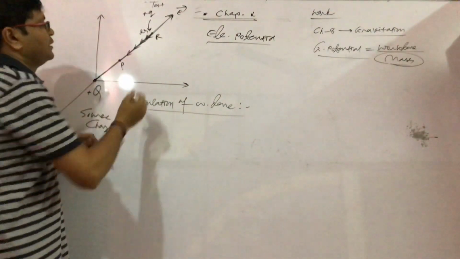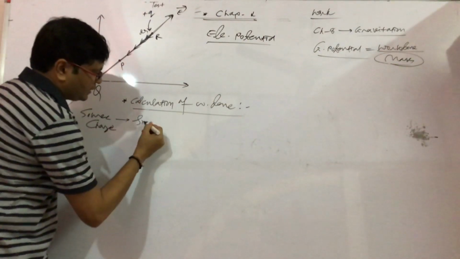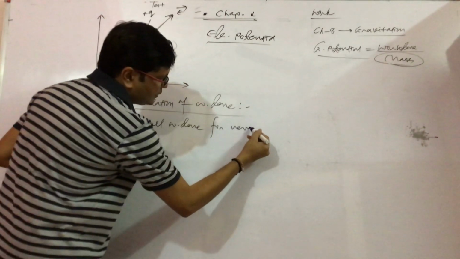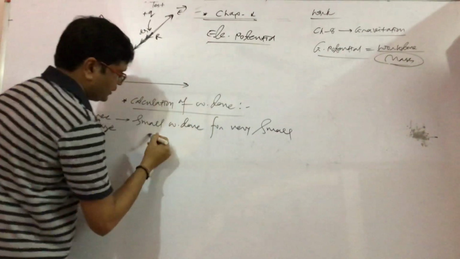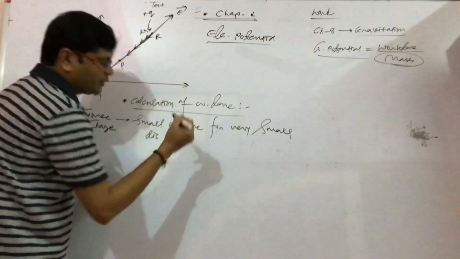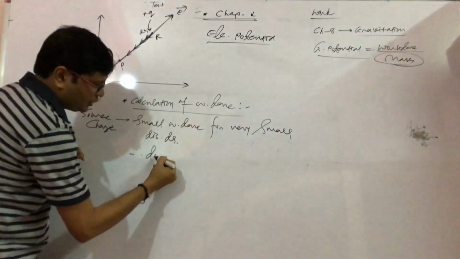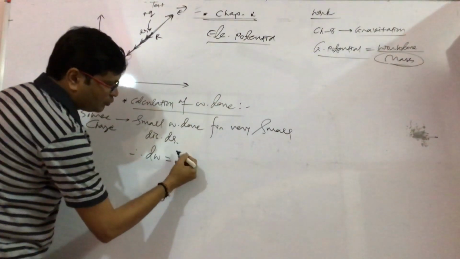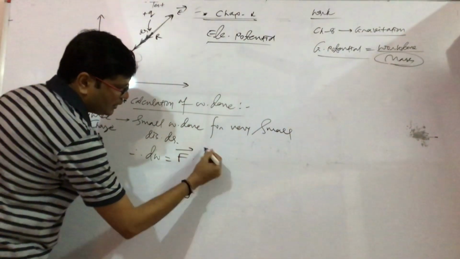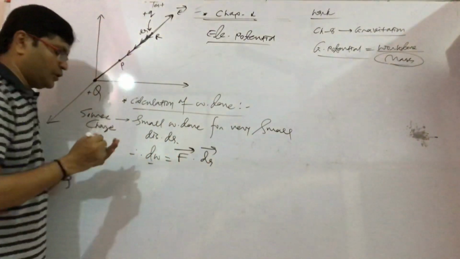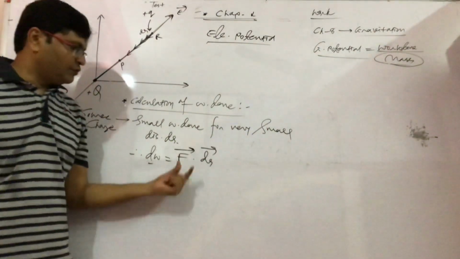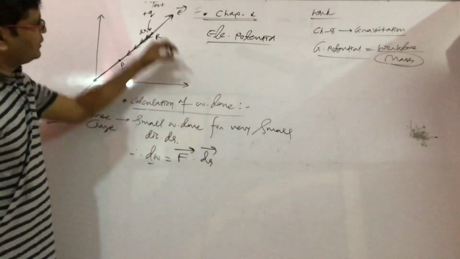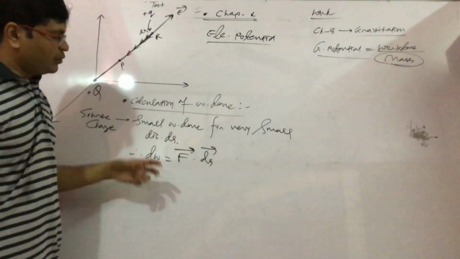So first of all, I can write the small work done for a very small displacement dr, and it is supposed dW. So what's the dW? dW is equal to force, what's the formula? You know the general formula of work done, F dot dr, force and displacement dot product. But here dr means very small displacement, and dW means small work done.